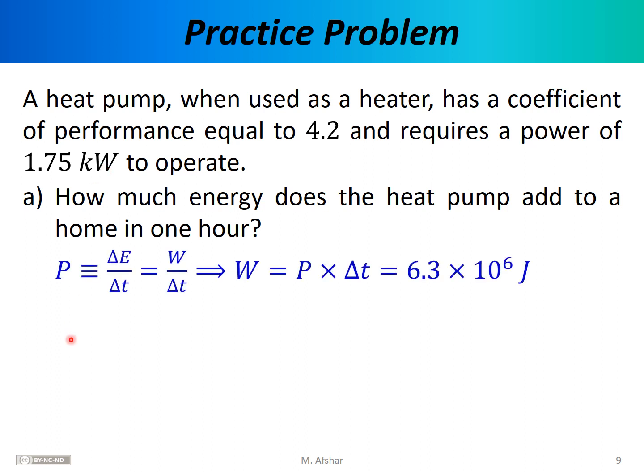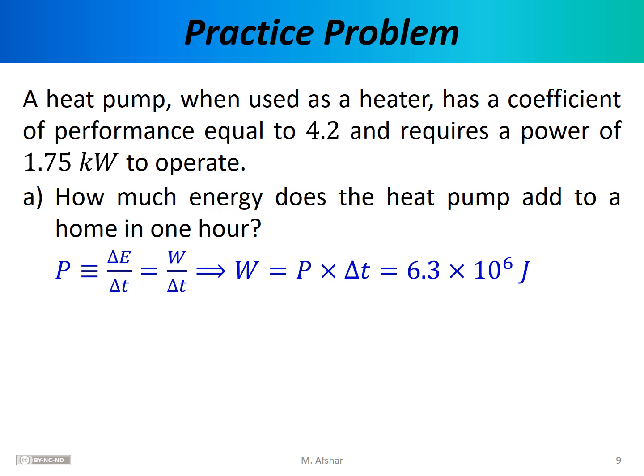A little more precisely, recall from your mechanics course that power is defined as the change in the energy of a system divided by the time required to implement that change. In this particular case, the energy of the system, of the heat pump or its working substance, is changing because of the work that is being performed on it. So we can replace delta E by work. Rearranging this formula, we find that work is equal to power times time. And now we can multiply those out to find that in 1 hour, the work that is input into the heat pump is 6.3 times 10 to the 6.